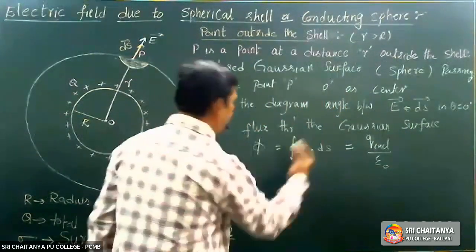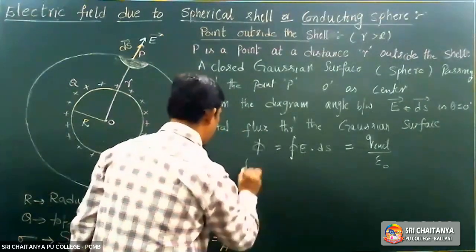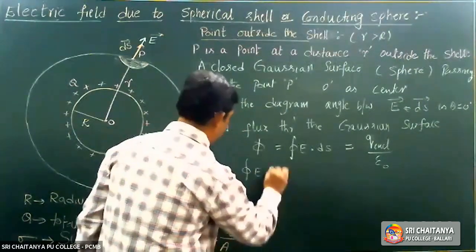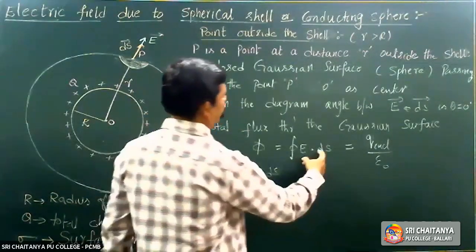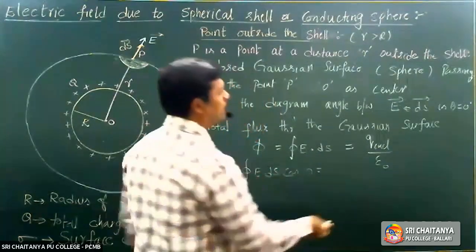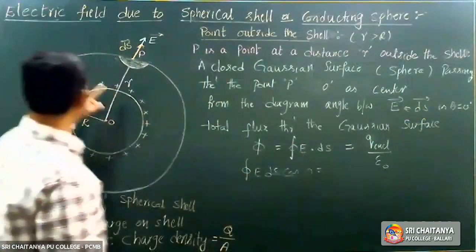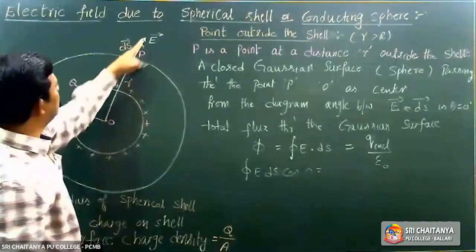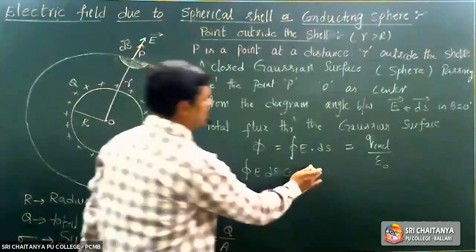See, integral E dot ds, you can write as E ds cos 0. Why cos 0? The angle between E vector and ds vector is 0. See here, ds vector and E vector are in the same direction. So E ds cos 0.